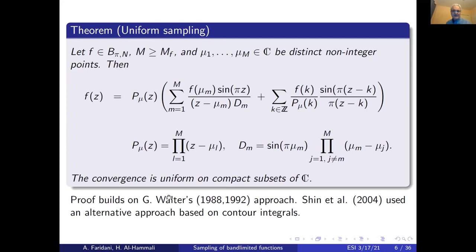The proof of this theorem is inspired by papers by Gilbert Walter, which appeared in the late 80s and early 90s. A paper by Shin et al. has a very similar result, used with a completely different proof based on contour integrals. And so their paper will have some but not complete overlap with what we will present today. It has received little attention and may deserve more.